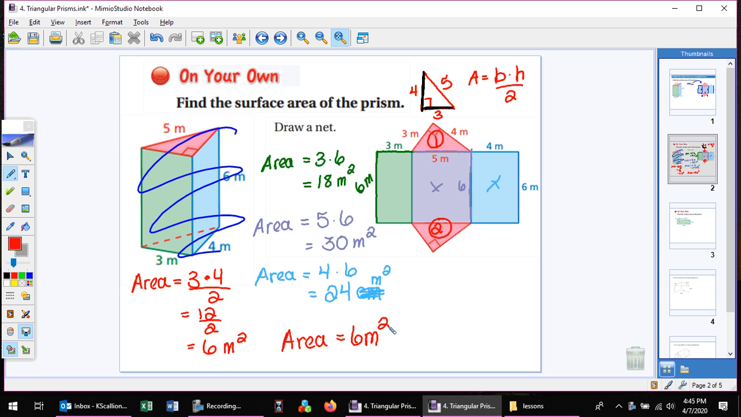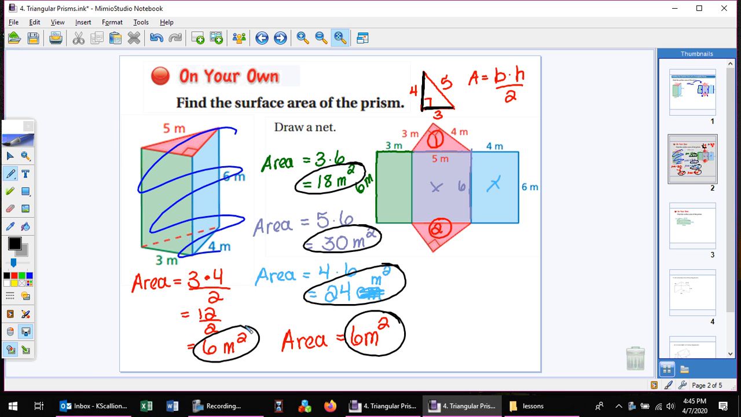Now it asked for the total surface area of the prism. So what I have to do is add up everything. I have to add up my 18, my 30, my 24, my 6, and my 6. So I have 1, 2, 3, 4, 5 things to add up.